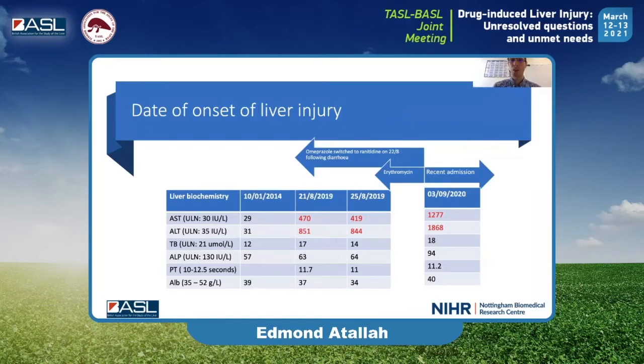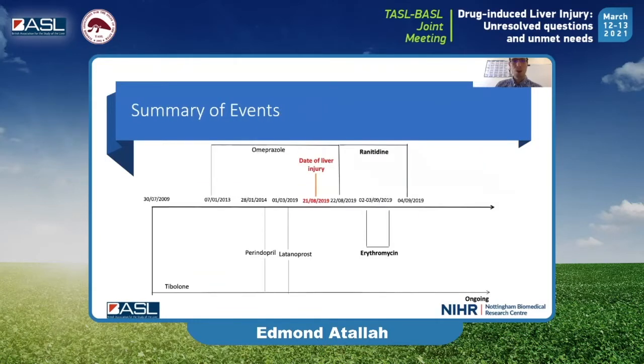They switched her omeprazole to ranitidine because of her diarrhea, and her GP gave her erythromycin for her ongoing symptoms. And then a few days later, she came to us with worsening of her liver injury. So this is just to summarize and to show that the date of onset was prior to exposure to ranitidine and erythromycin, so they cannot be responsible for her liver injury.